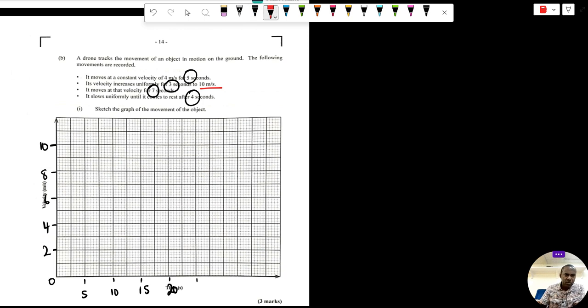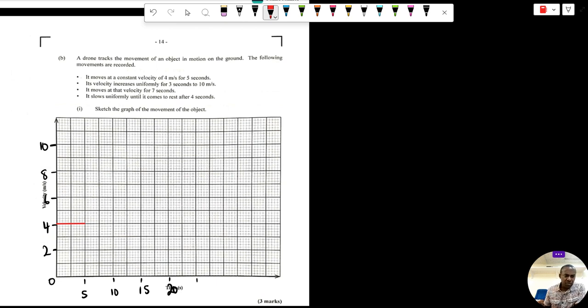What are we told? So let me just clear the screen a little bit. The first piece of information is that we're given that the body moves at a constant velocity of 4 meters per second for 5 seconds. Now we need to show this on the graph, and so we're going to locate 4 meters per second on the vertical axis, and we're going to draw a horizontal line which lasts for 5 seconds. All right, so that's that stage right there.